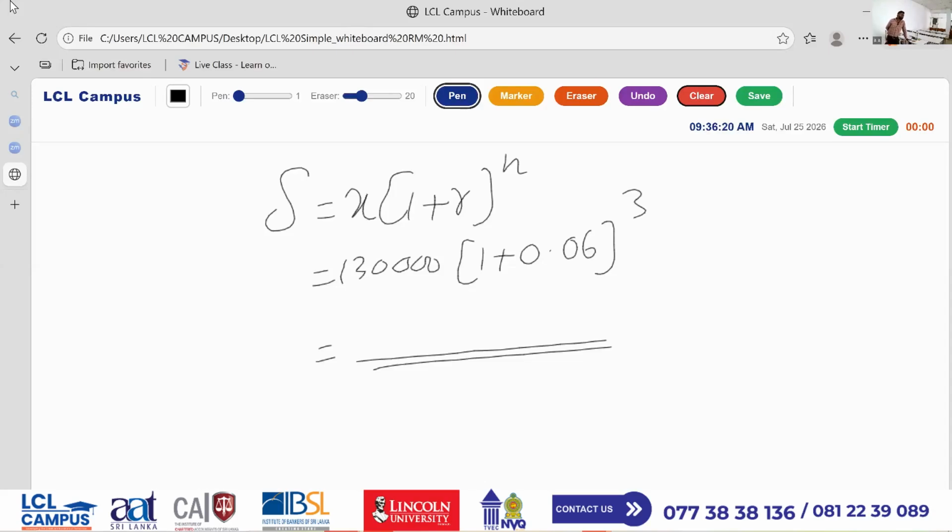Type like this: 130,000, bracket, 1 plus 0.06. Close the bracket. How to take it to the power 3? Using this bracket, then press 3. What is the answer?